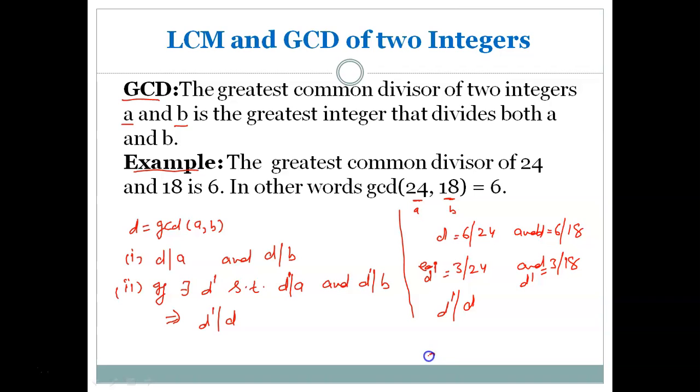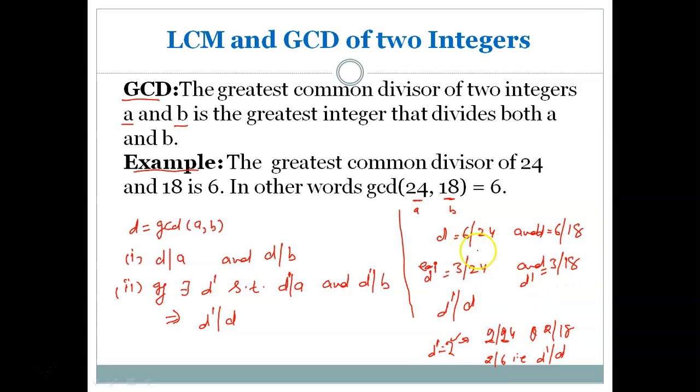Another situation happens if we take d dash equal to 2. Then again 2 divides 24 and 2 divides 18. So definitely 2 divides 6. That is what is happening: d dash divides d. So we can say the greatest common divisor here is 6, however 2 is also a common divisor because it divides both integers 24 and 18, and 3 is also a common divisor because it divides 24 and it divides 18.